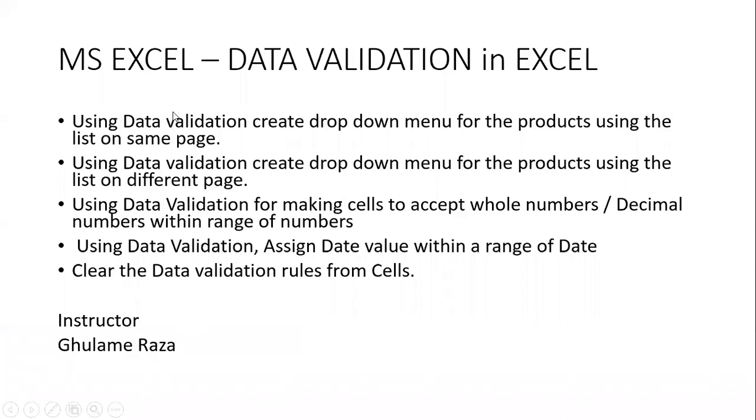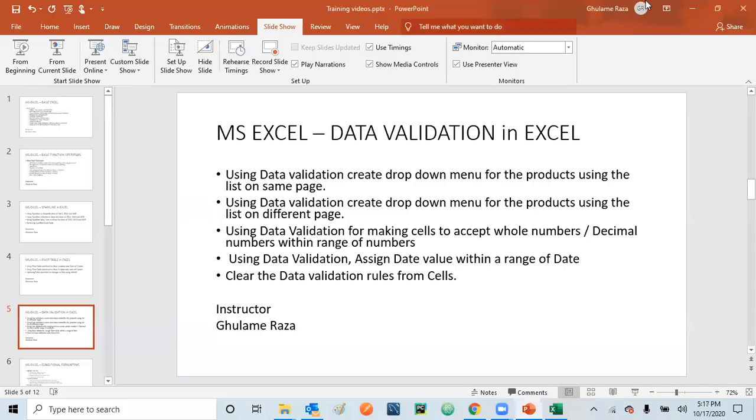So while using data validation, we'll be learning how to create the drop-down menu, how to use data validation to make the cells accept whole numbers or decimal values within a range of numbers, and also use data validation to assign date values within a range of dates. So let's work with it.